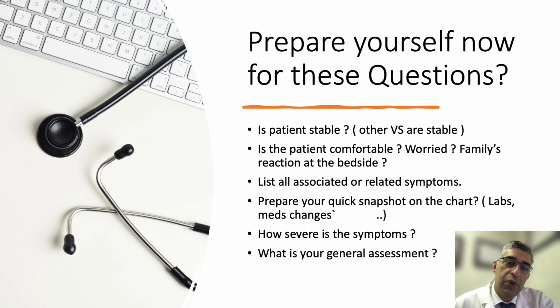And again, prepare for your quick snapshot of the chart, looking at the recent labs. Doctor, I looked at the labs. It seems yesterday's labs, I looked at them, everything is stable. Hemoglobin was 12.4, was 12.5 two days ago or last week. There's no change in the labs. Or, I haven't looked at the chart. There's no medication that has been changed by your practitioner. And what is your general assessment?